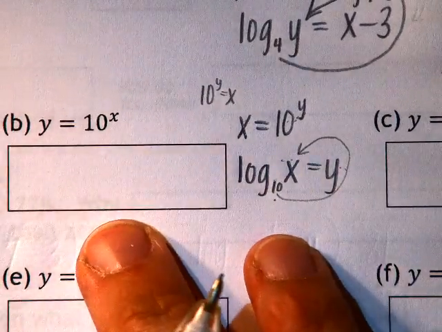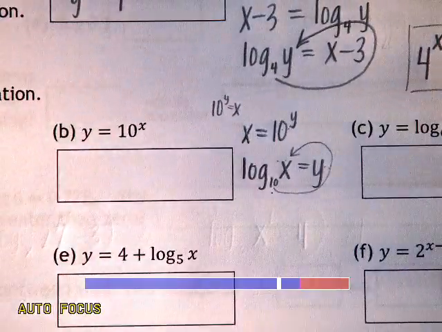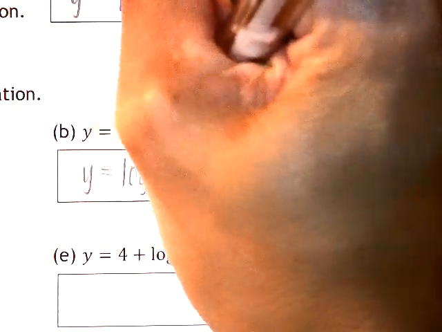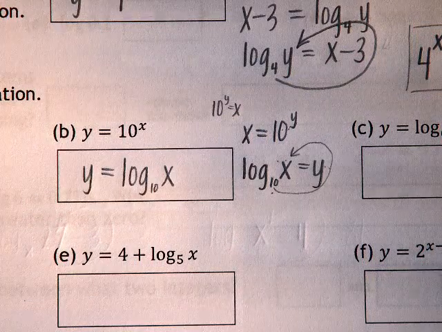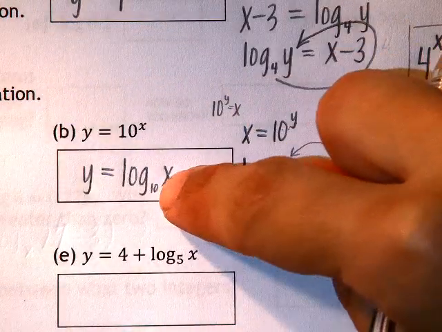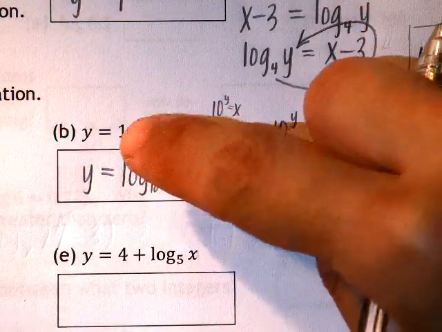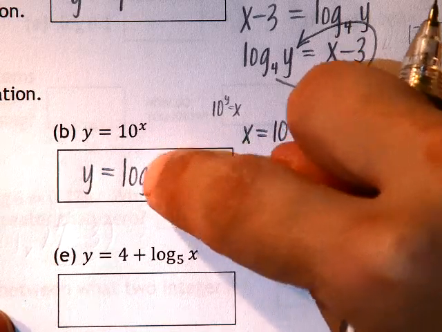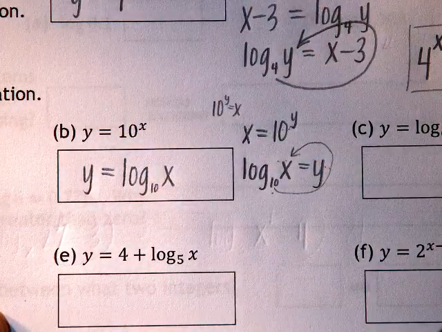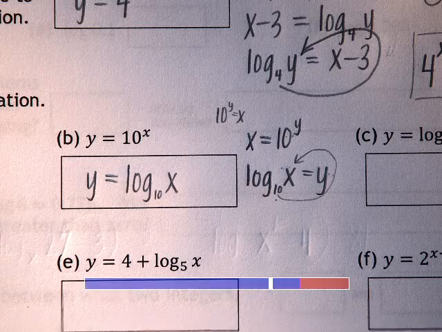Either way, notice y is by itself. That's what we wanted. So we must have the inverse equation that we needed. Y is equal to log base 10 of x. And we're not surprised. We predicted that. We said that log base 10 was, or log specifically, was going to be the inverse of an exponential. So we're definitely not shocked there.